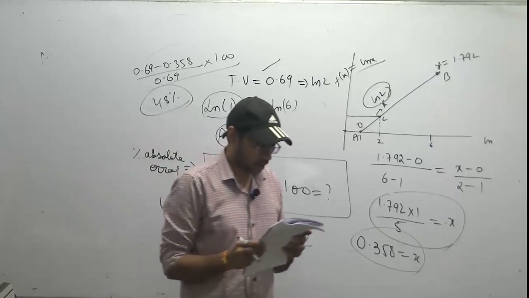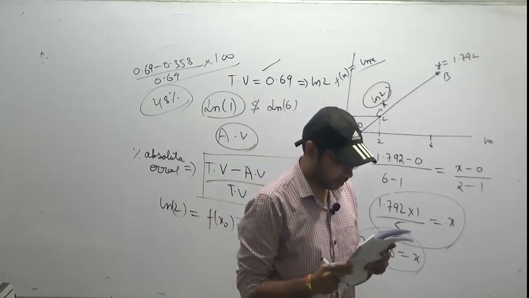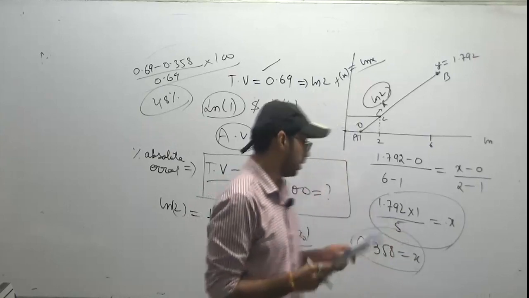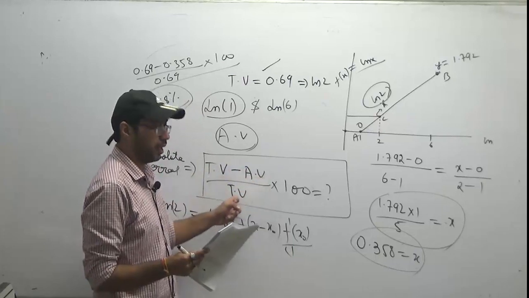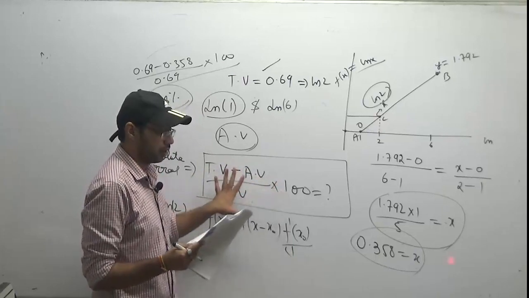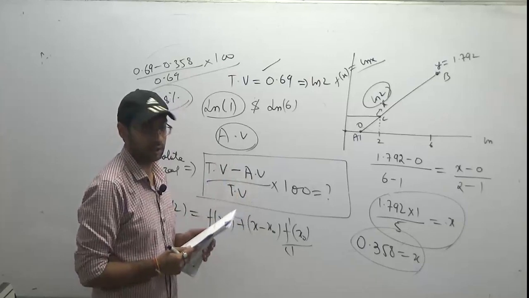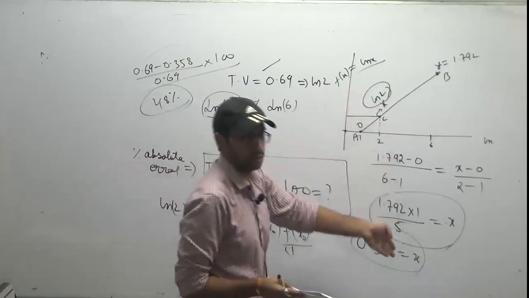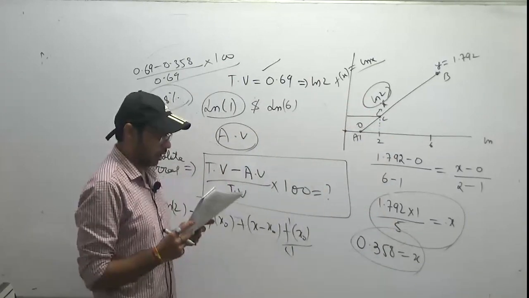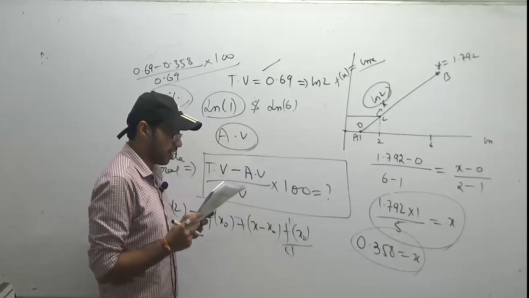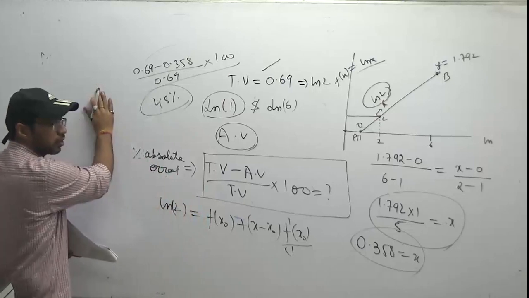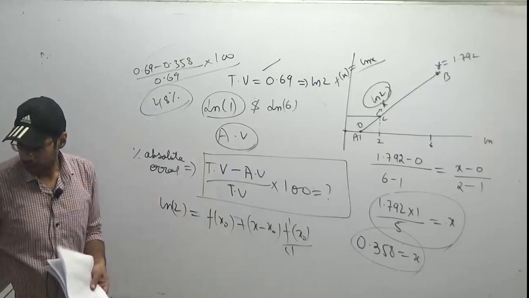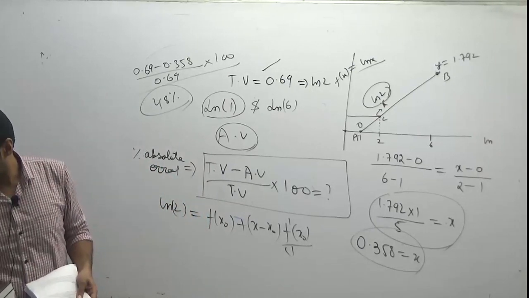Now, question number 27. Remember this thing. True value minus approximated value divided by true value into 100. This is the formula for absolute error. And this is the way to solve this question. Now, in question number 27, they are asking a definite integral and they have given you the integral. So, I am going to write down the integral here.